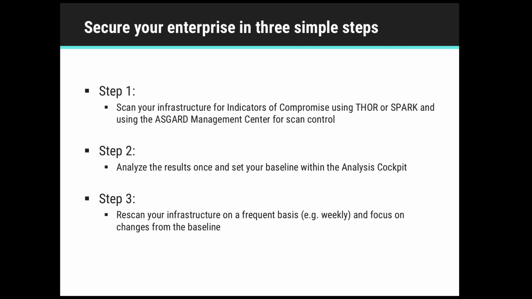Now, how it all works together. We say that the easiest way to secure your enterprise is to use a simple three-step process. The first one would be to scan your infrastructure for indicators of compromise using Thor or Spark with the ASGARD Management Center for scan control. Step 2 is to analyze these results once and set your baseline with the Analysis Cockpit.